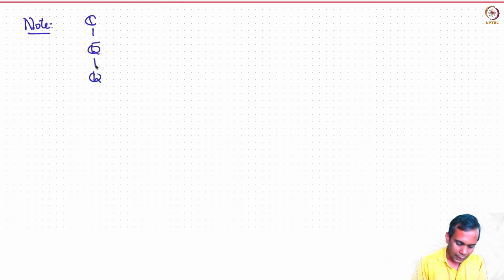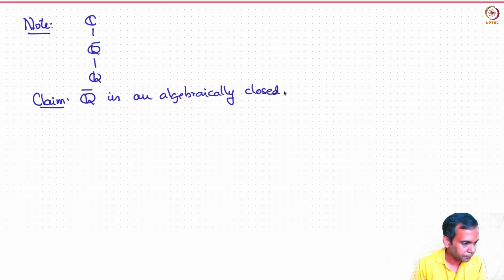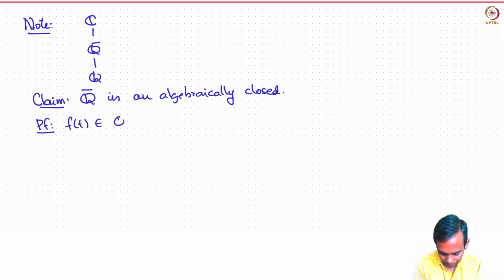So we have this situation. We have the complex numbers. We have the rationals down here, and in between we have Q bar. And what we can say is that Q bar is algebraically closed. It's much smaller than the complex numbers, but it is algebraically closed. And the proof, well, we just need to show that every non-constant polynomial in Q bar[t] has a root.